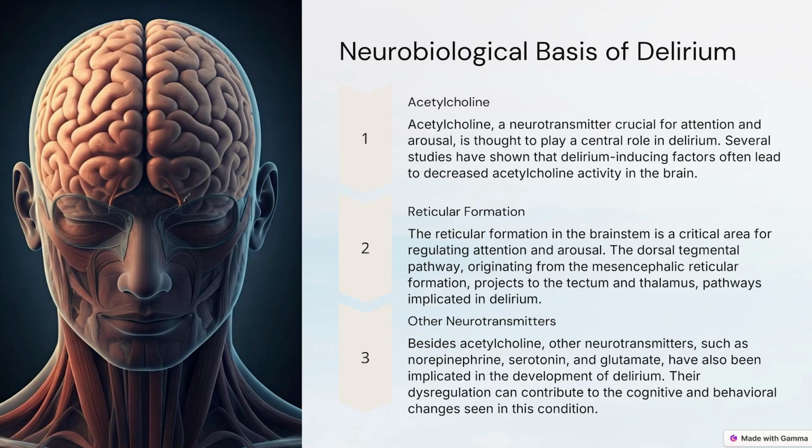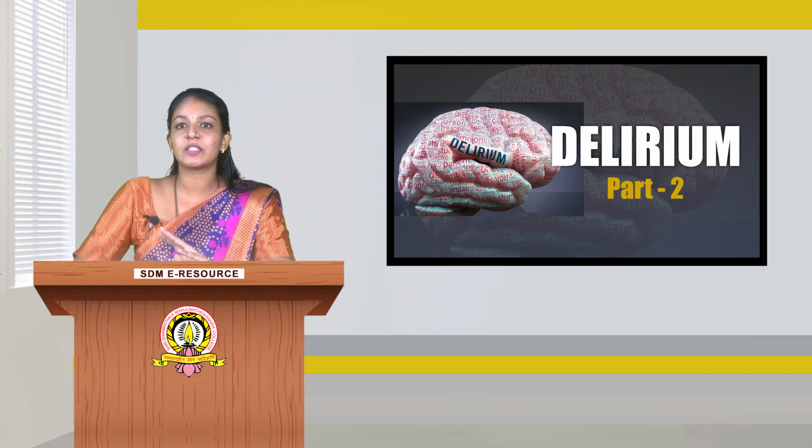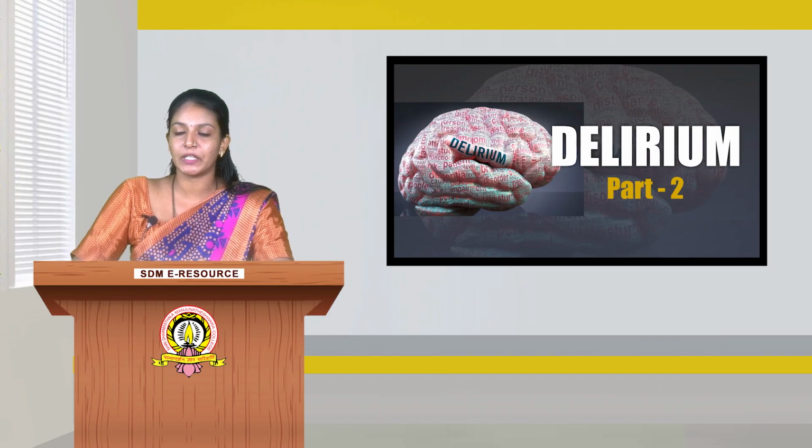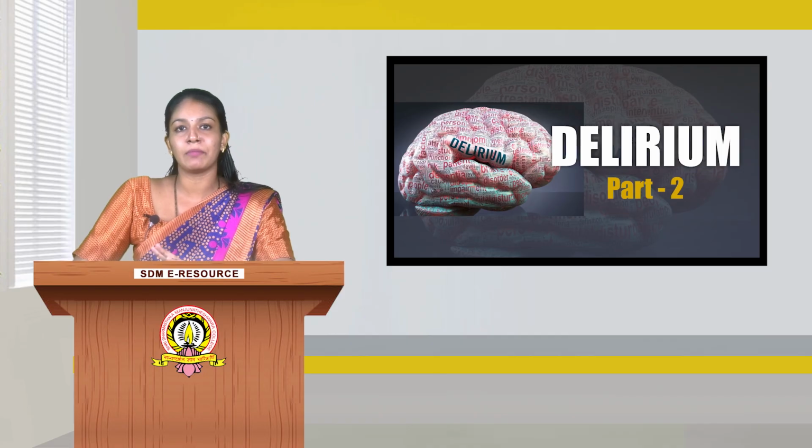And one more part of the brain that plays a major role in delirium is the reticular formation, which is present in the brainstem, and that is a critical area for regulating attention and arousal. Again, if there is any problem or damage with the reticular formation, that might also cause delirium. The other neurotransmitters along with acetylcholine, such as norepinephrine, serotonin, glutamate, are all involved. In case of any imbalances between them, it might lead to delirium.